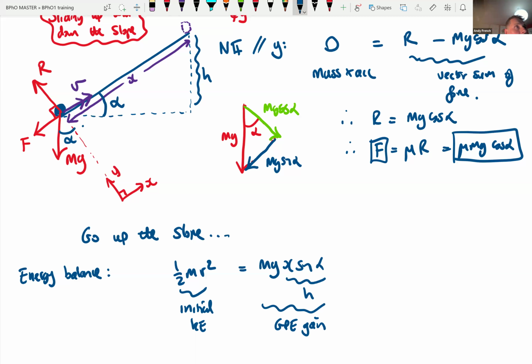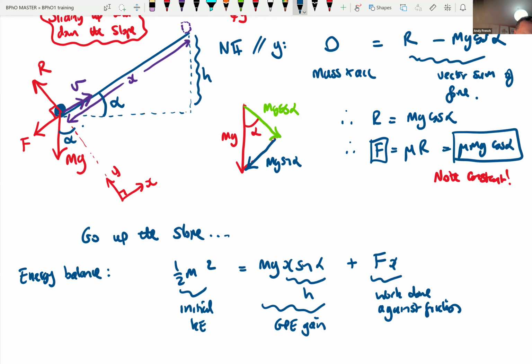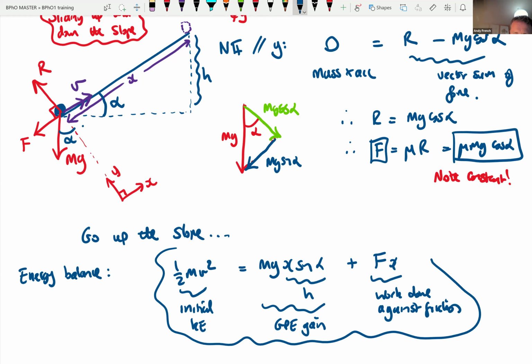Okay, so there's our GPE gain, and we're also going to do some work against our friction force, because that's in that direction. So force times distance in the direction of force is the work done. And we don't have to do any integrals because the friction force is a constant. All right, note constant. Excellent. So Fx, there we go. So that's the work done against friction. Right, fantastic. So there's conservation of energy. I'm just going to make that a V rather than some sort of little squiggle. Right, and I'm going to put that in a box because that's rather important.